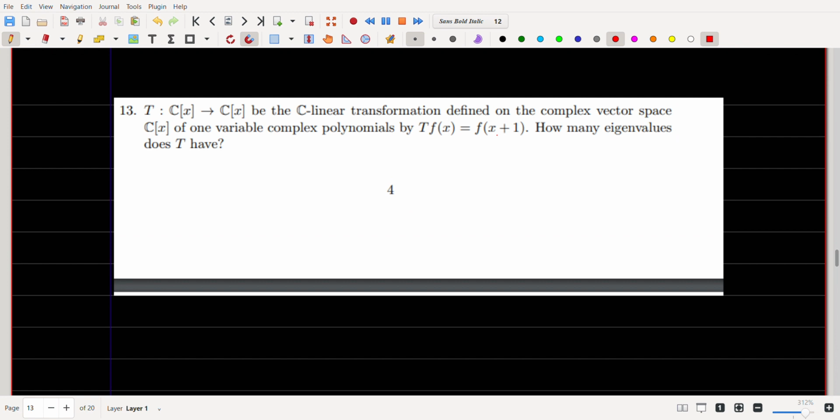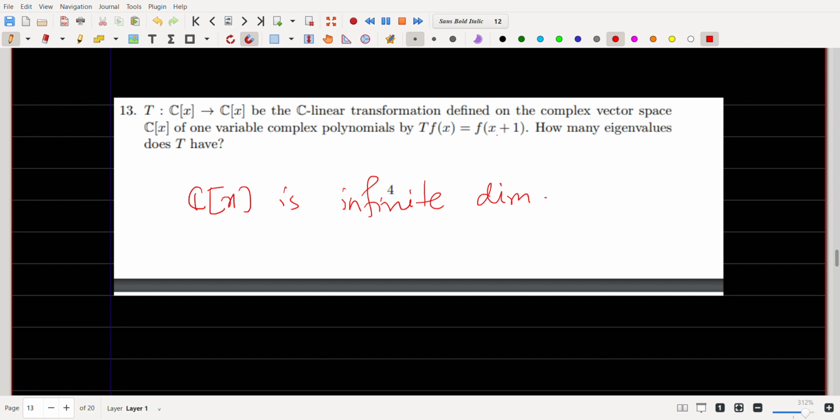So T from Cx to Cx is a linear transformation defined on the complex vector space. Now Cx is infinite dimensional, right? In the finite dimensional case, we can write T in its matrix representation, find the characteristic polynomial and find the roots, which are the eigenvalues. But here it is infinite dimensional, so we can't do it with that process. So we need to do it in a slightly different way.